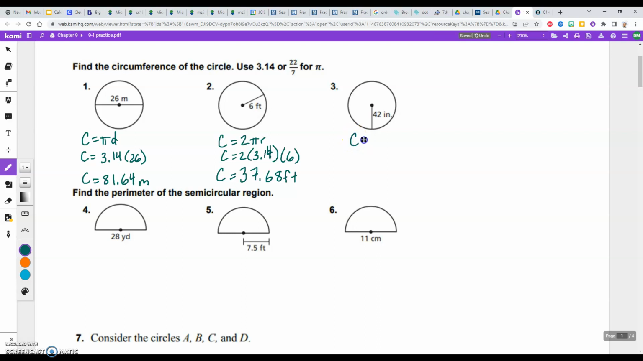Last of these, we're given a radius, but this time that radius is a multiple of 7. So we're looking at 2 times 22 over 7 times 42. And so that'll give us 264 inches.